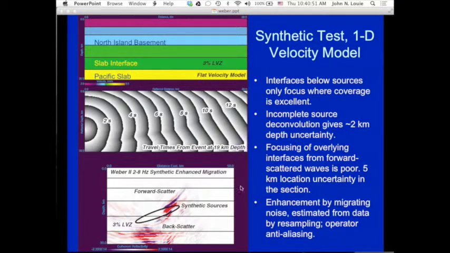So that's what I tried to show. I generated a synthetic data set. I didn't use the real ray set either. In fact, this is a 2D example. So there was, I think, just one source. I migrated one source, but I had a lot of receivers at the top. So we had very poor source coverage and really excellent receiver coverage.